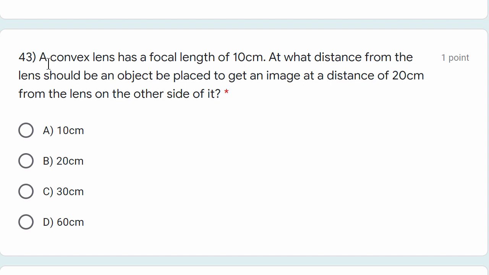Third question. A convex lens has a focal length of 10 centimeter. At what distance from the lens should an object be placed to get an image at distance 20 centimeter from the lens on the other side of it?